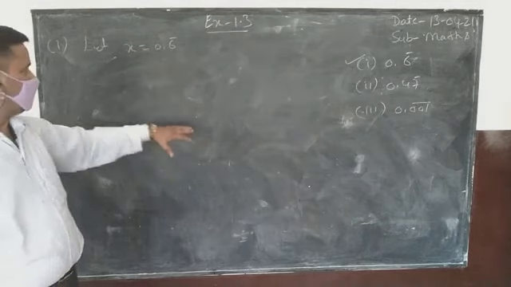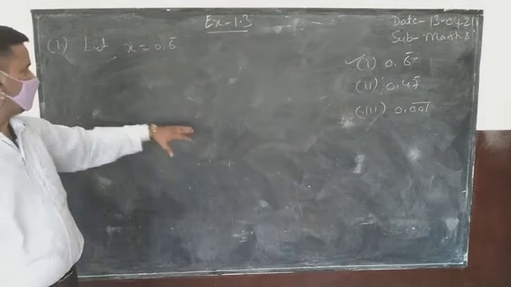x equals 0.47 bar. Here the bar is only on one digit, the 7, but the 4 does not have the bar. Only the 7 has the bar, not the 4. How do we solve this question? The pattern is the same, but first we will move this digit to the left side, and after that we will move the 7 bar to the left side, one by one.